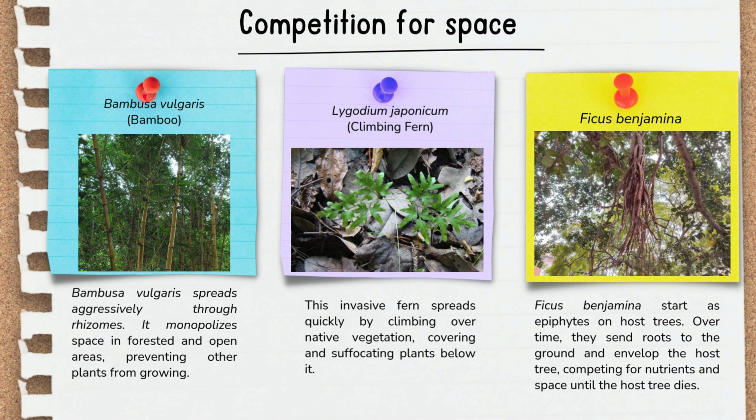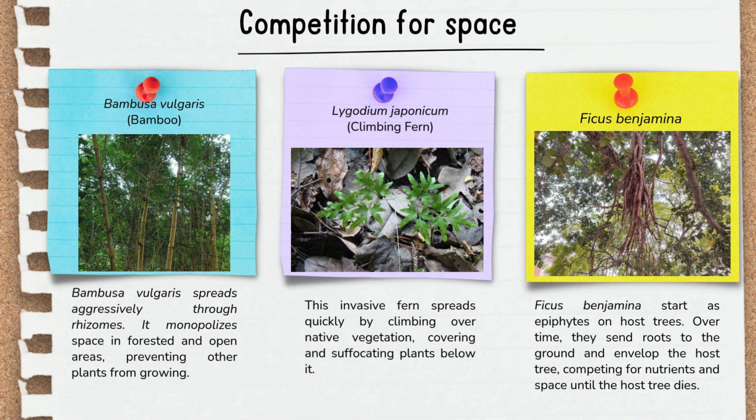Hence, plants also compete for space. For example, Bambusa vulgaris spreads aggressively through rhizomes. It monopolizes space in forests and open areas, preventing other plants from growing.